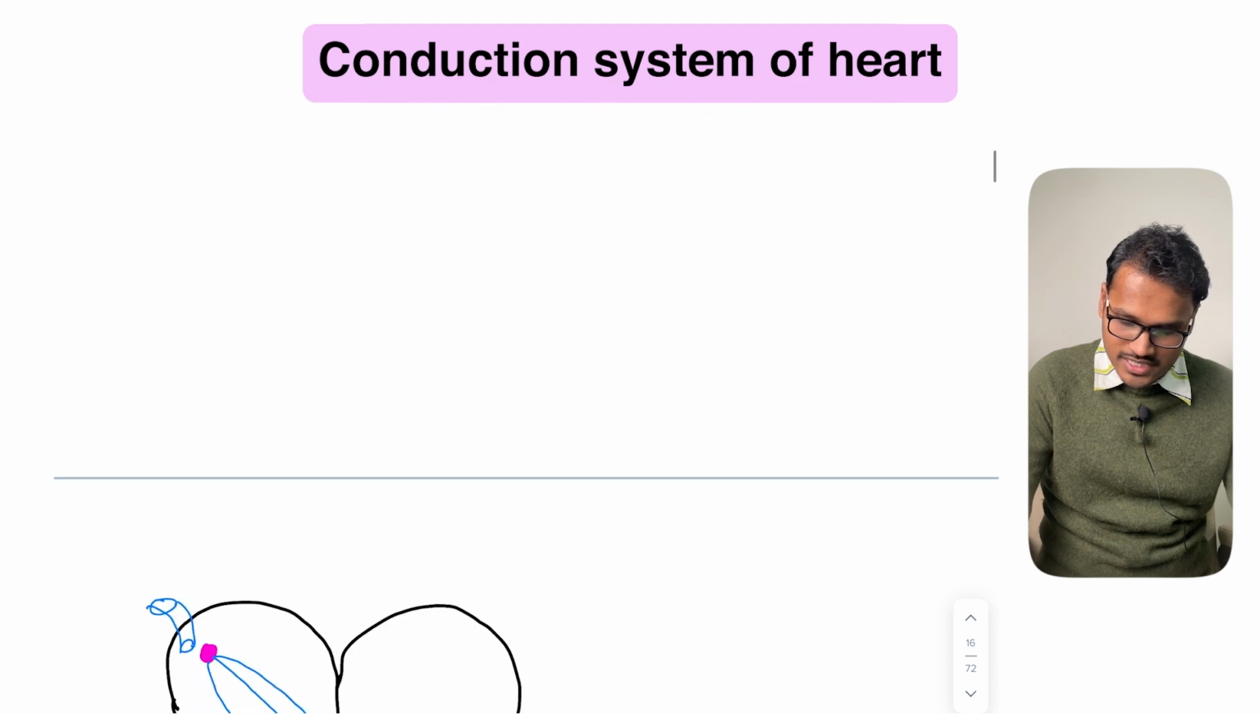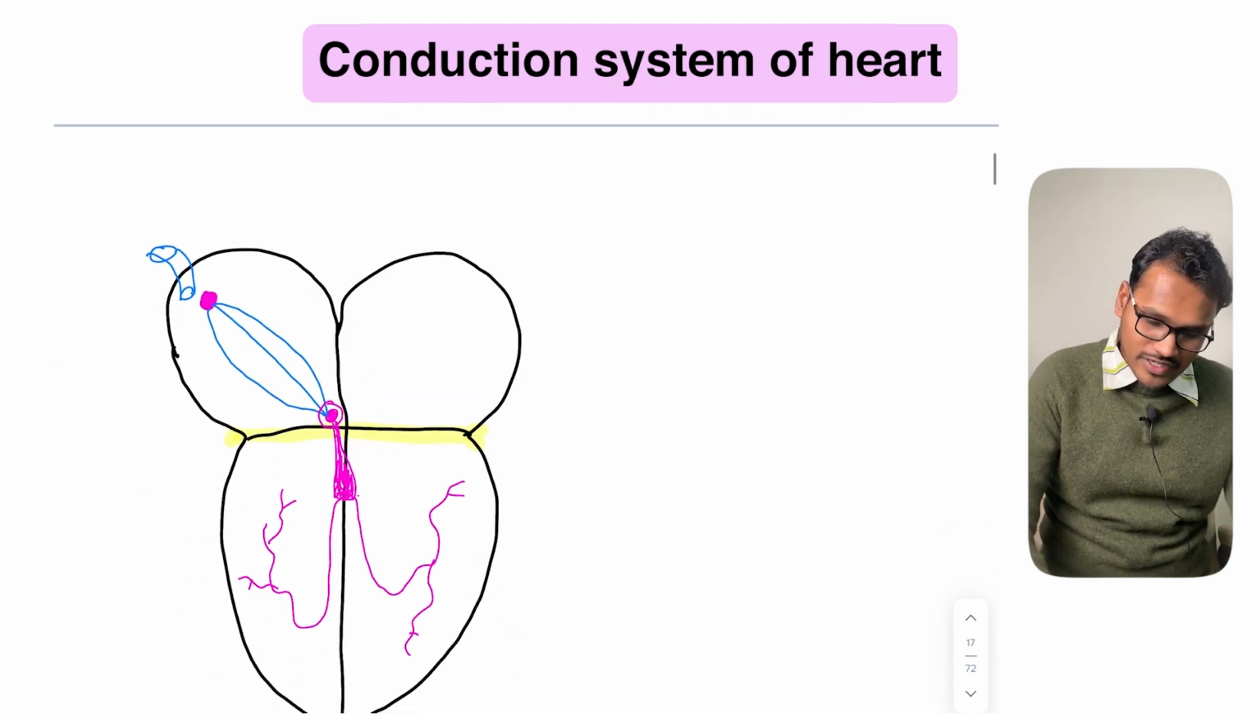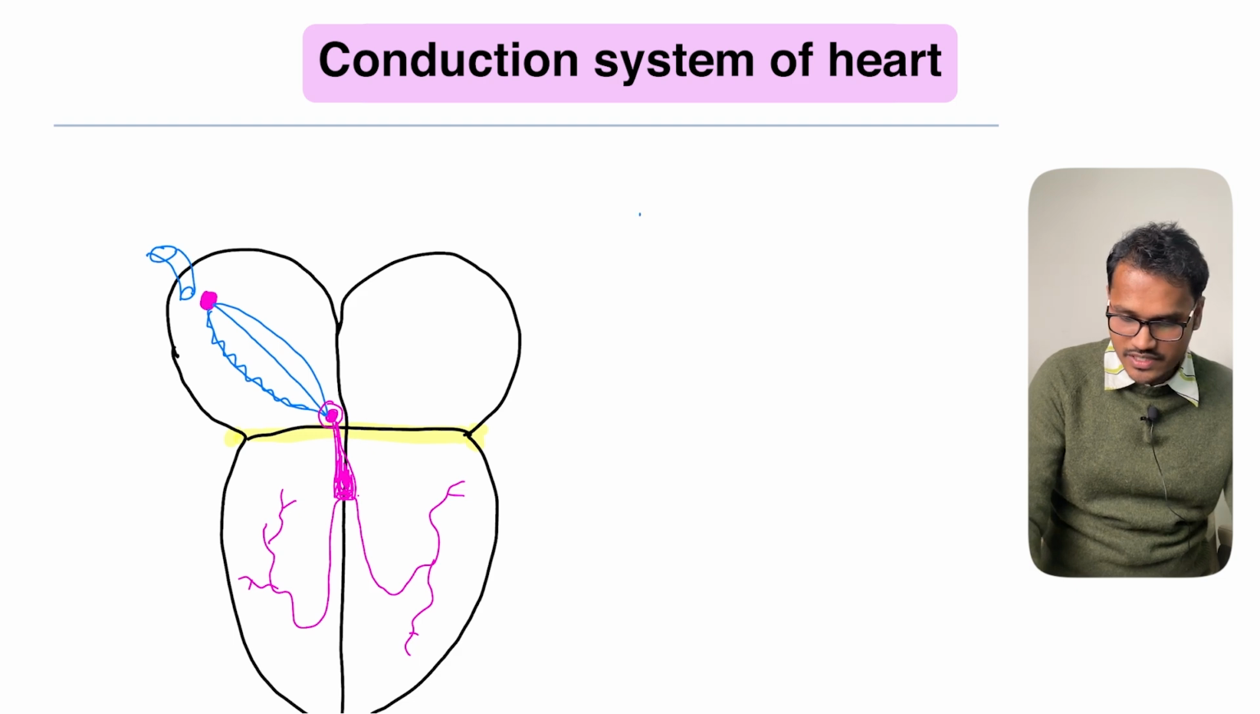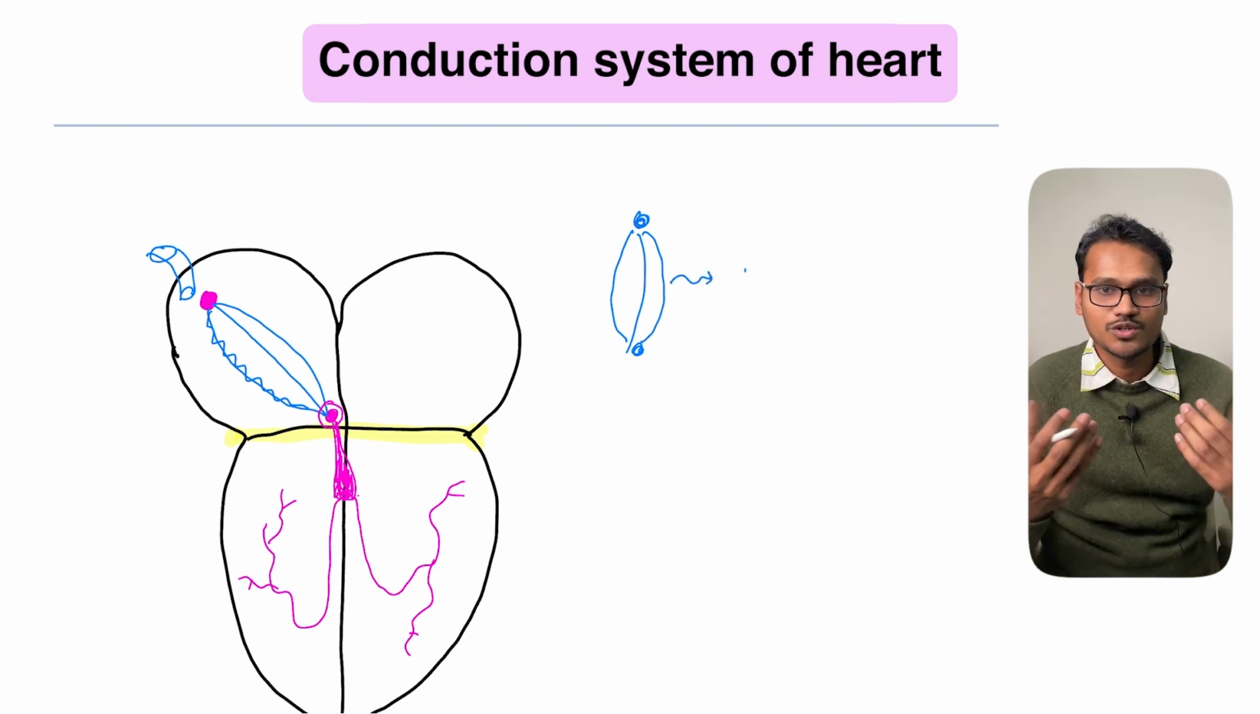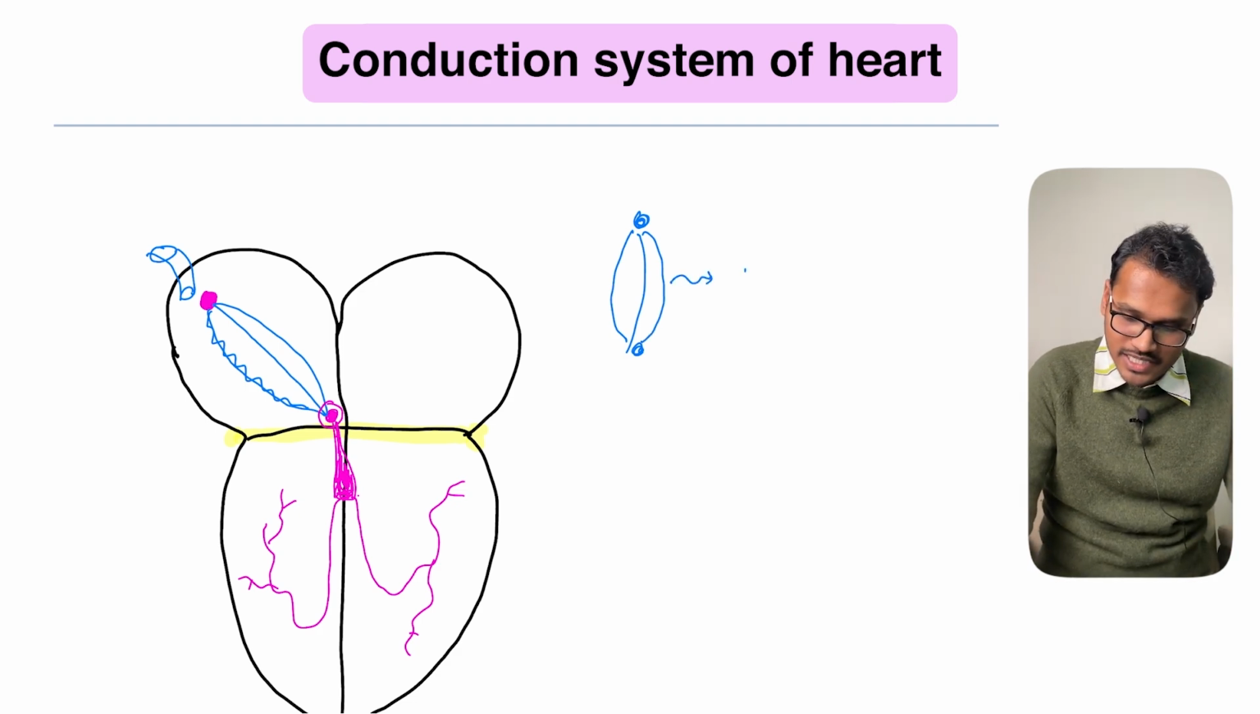Coming to the next thing, there are some connecting fibers between the SA node and the AV node. As you can see here, the SA node is here, the AV node is here, and there are fibers connecting them. What will be the name of the fibers? It is connecting two nodes. It is very simple, internodal. It is in between the nodes. So it is called internodal fibers.